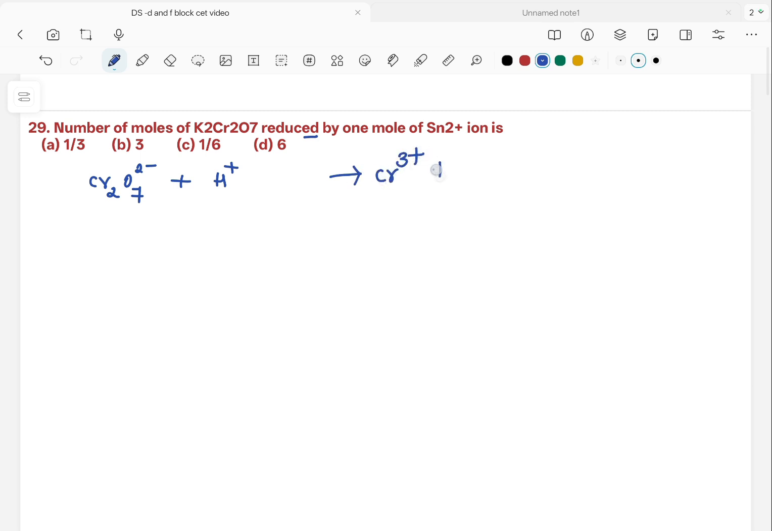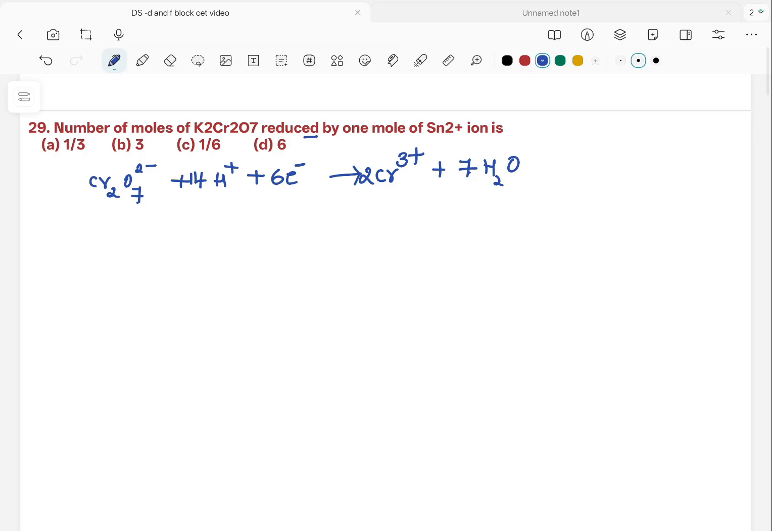When we balance the reaction, as there are 7 oxygen here, we will put 7 H2O here. 7 2s are 14 hydrogen, so we will add 14 H+. When we balance the charges, finally we end up with 6 electrons and 2 chromium ions here.